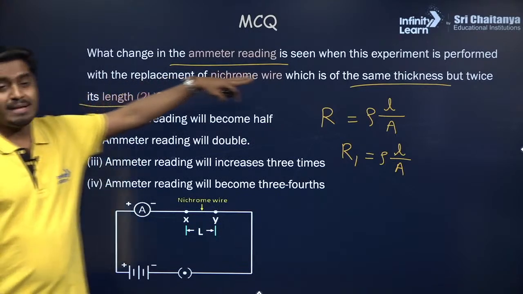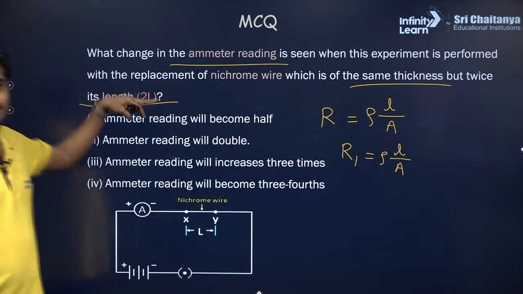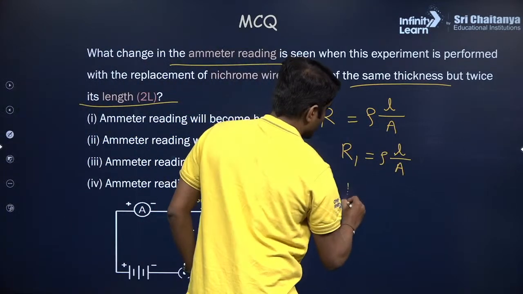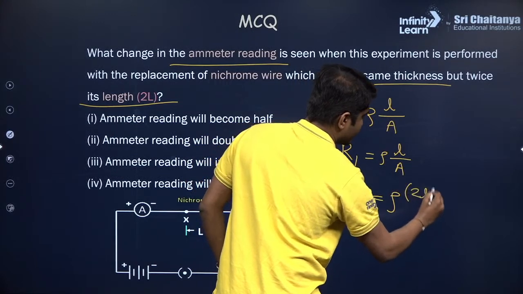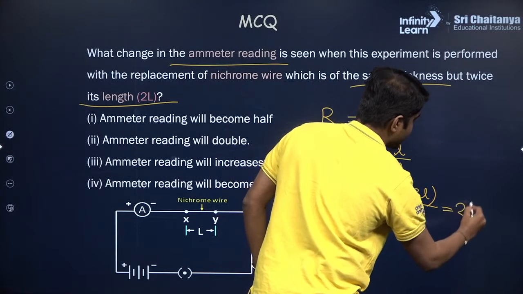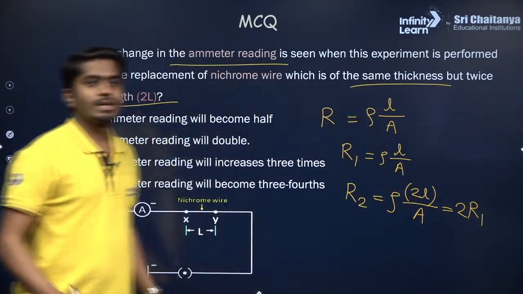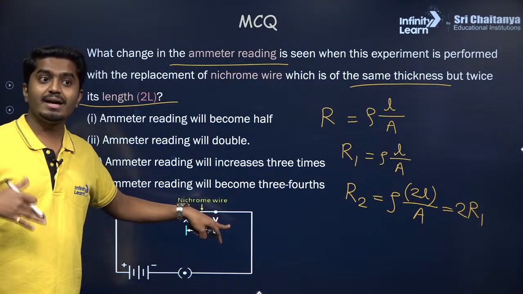Now same thickness, so the area is constant but length is doubled. You double the length, so resistance R2 will be rho, length is double, 2 times L divided by area. So this will be 2 times R1. So resistance has doubled. Resistance of the nichrome wire is doubled.